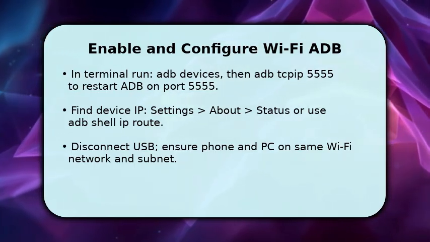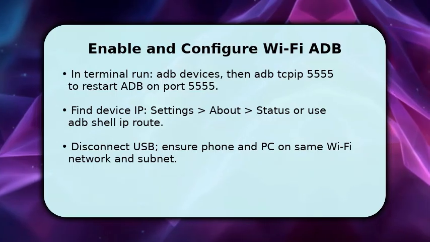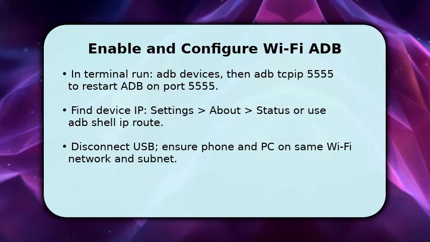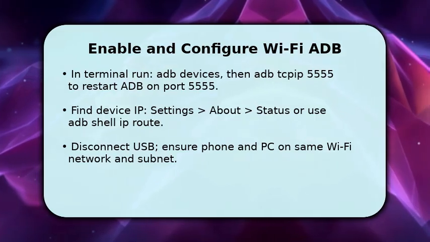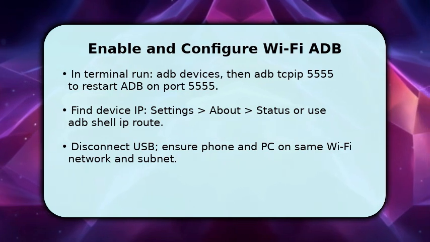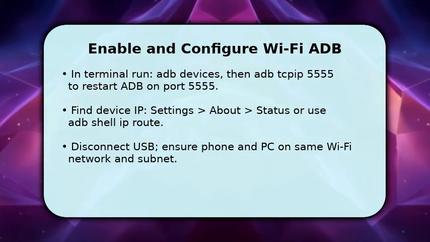Next, obtain the phone's IP address via Settings, About, Status, or adb shell ip route. Write it down. Once you have the IP, disconnect the USB cable, but keep both the phone and PC on the same Wi-Fi network so they can communicate directly.